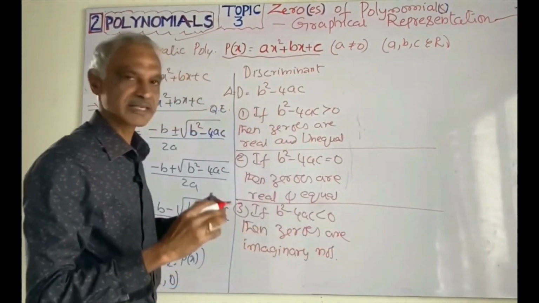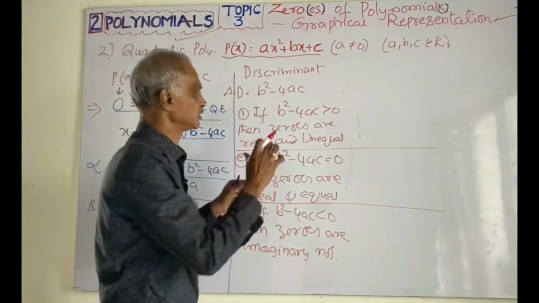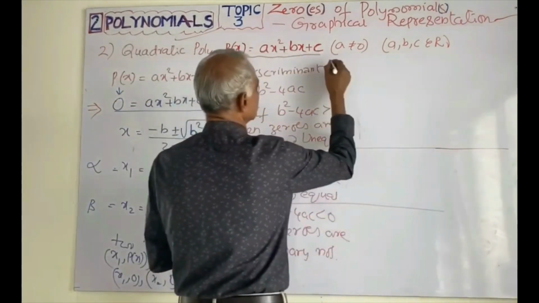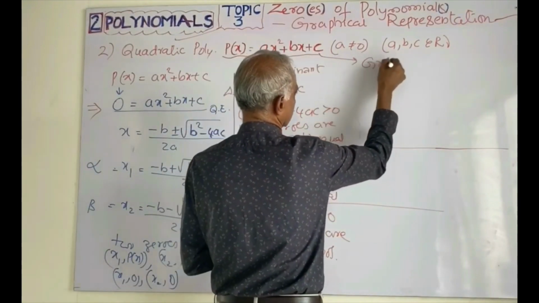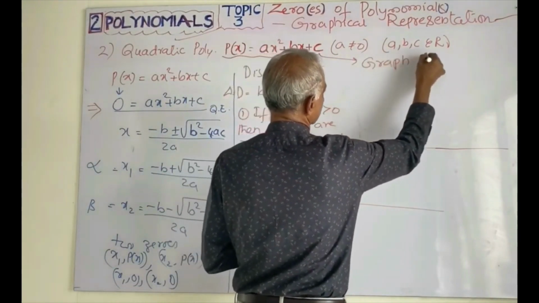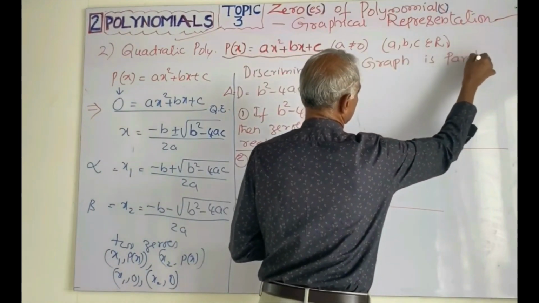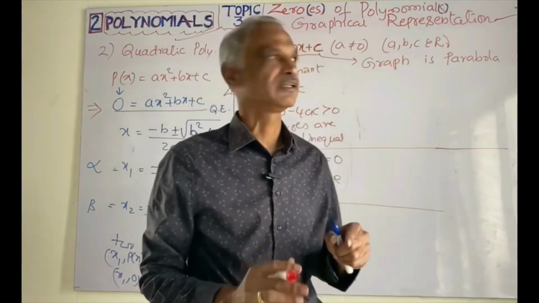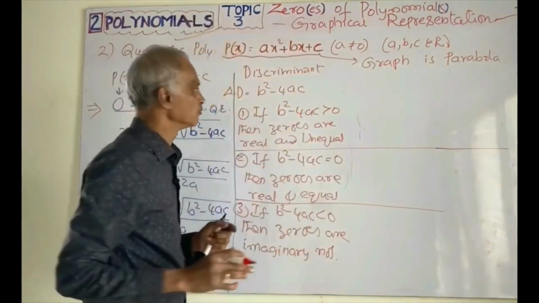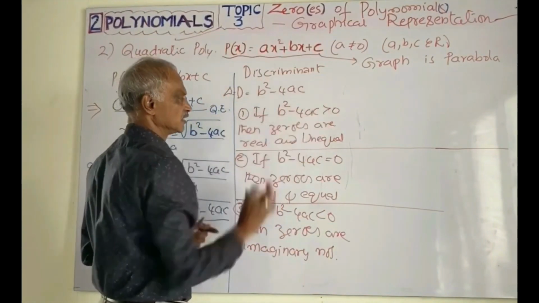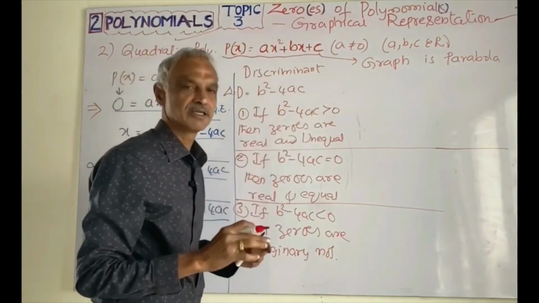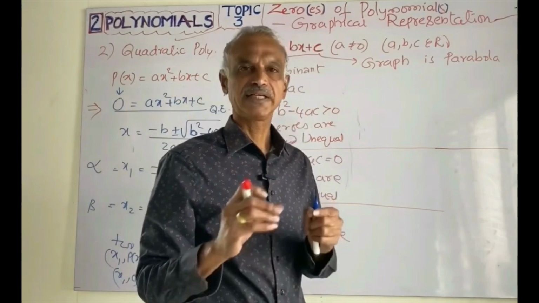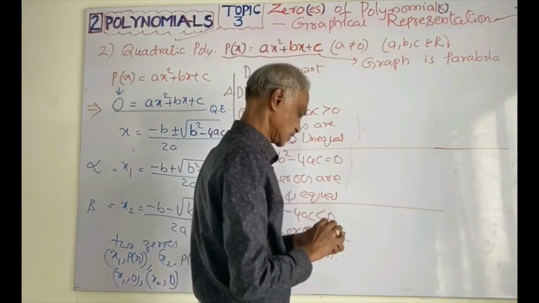Afterwards, I will take some examples, but I am telling you, I am drawing rough graphs. The graph of a linear polynomial is a straight line. The graph of a quadratic polynomial is a parabola. If b square minus 4ac is greater than 0, then zeros are real and unequal, meaning we will get two real numbers. It touches the x-axis at 2 points.